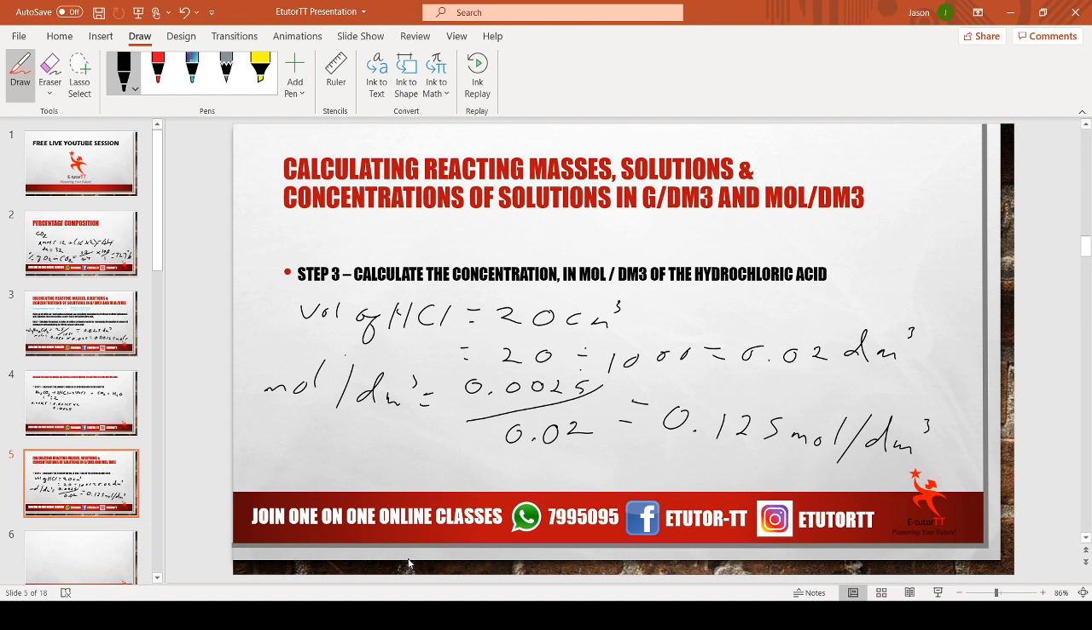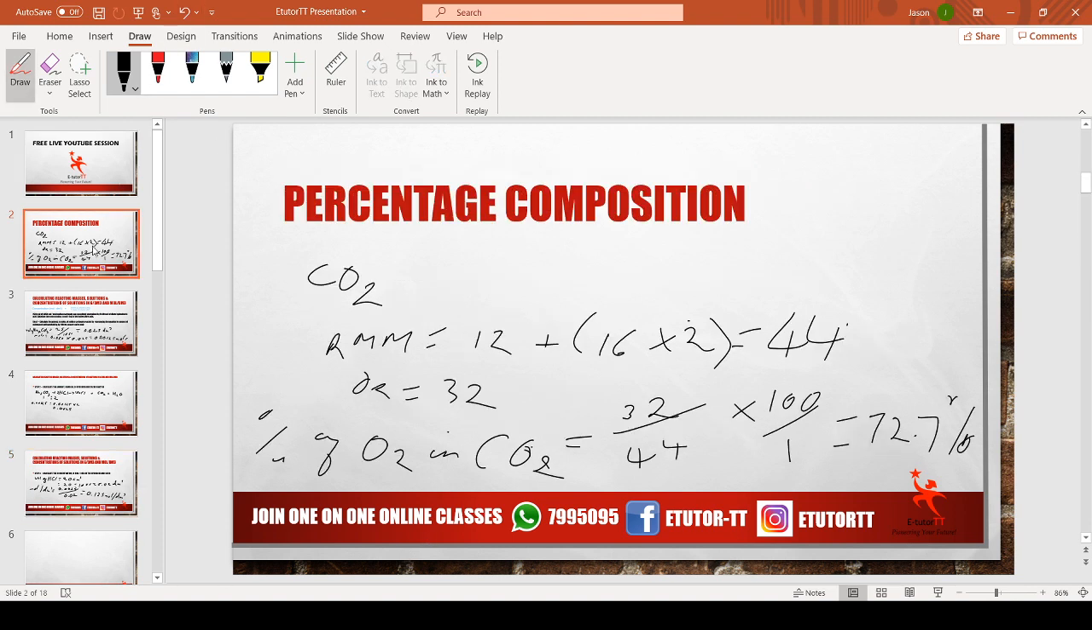Right, so as you can see, that's our concentration of hydrochloric acid, and how to work out how much reacted with how much of the other substance, knowing only the other substance. So again, let's recap. We'll do more examples as we move along.